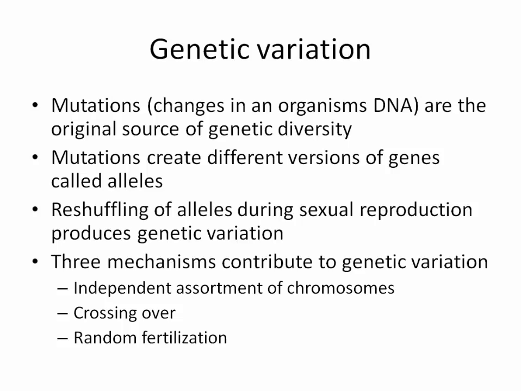Mutations, which are changes in an organism's DNA, are the original source of genetic diversity. Mutations create different versions of genes called alleles. Reshuffling of alleles during sexual reproduction produces genetic variation. 3 mechanisms contribute to genetic variation. 1 is the independent assortment of chromosomes. 2 is crossing over, which we just looked at. And 3 is random fertilization.